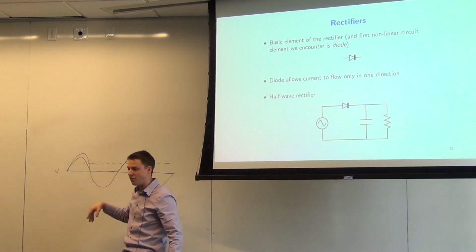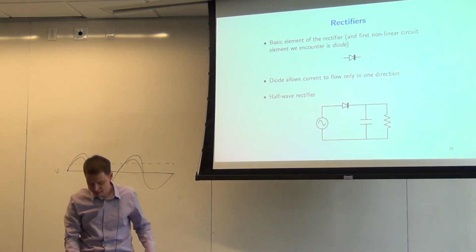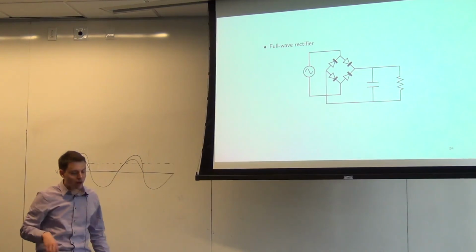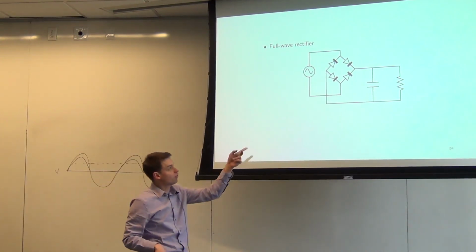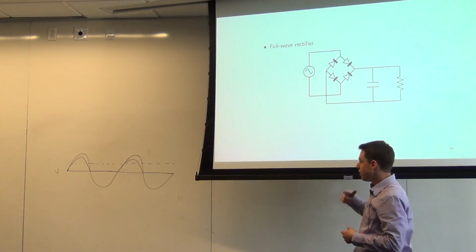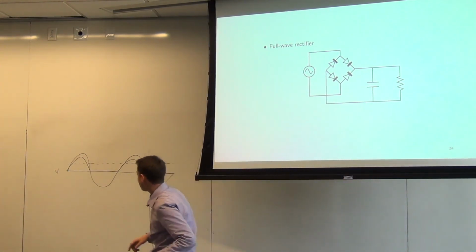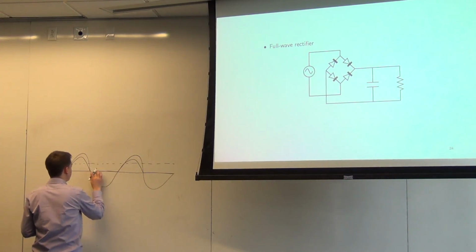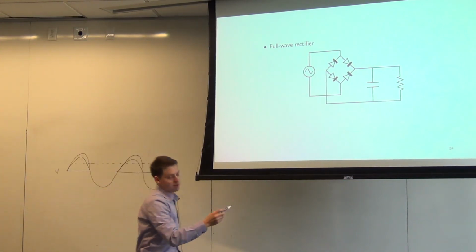We're just ignoring the other half of it, and that seems like it's somehow unbalanced. So what people actually use in practice is what's called a full wave rectifier. You need 4 diodes now rather than just 1, but this is something that actually lets you get current that looks like this. So let me just go through this.